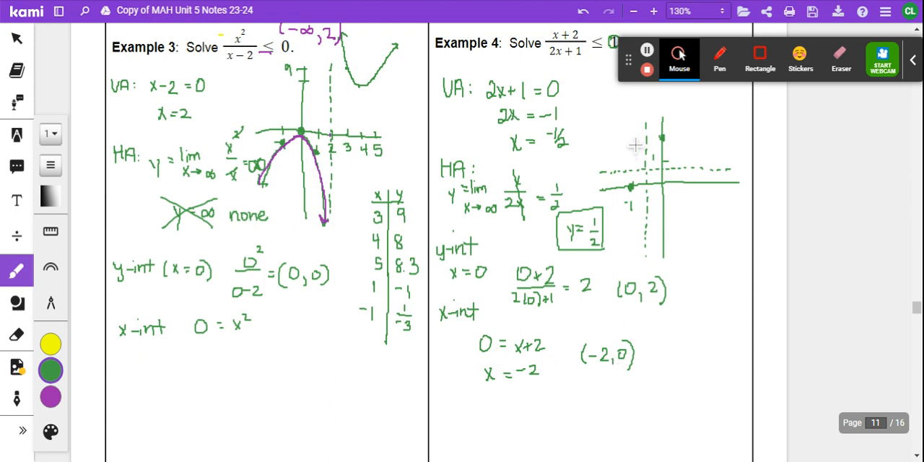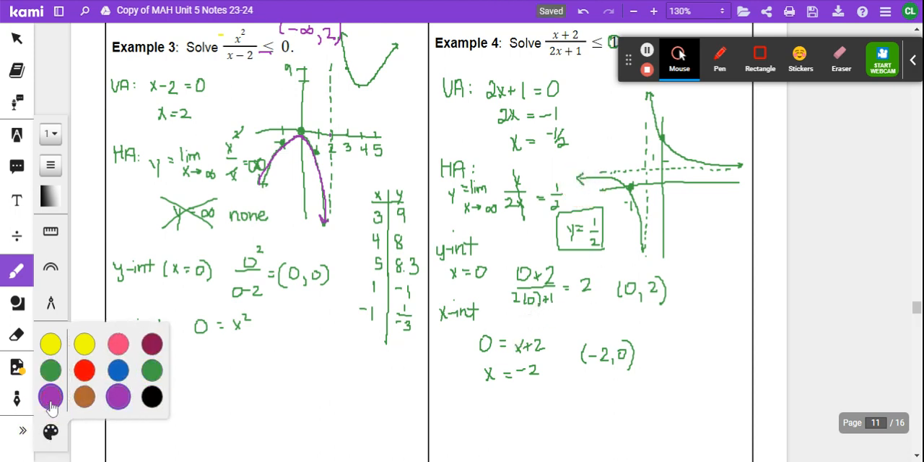Because I know the behavior of rational functions, that's actually pretty good. It's going to get closer and closer to those asymptotes. It's a little trickier when you have two vertical asymptotes. And there's that. Okay. Now, the only other thing I need to do is answer the question.